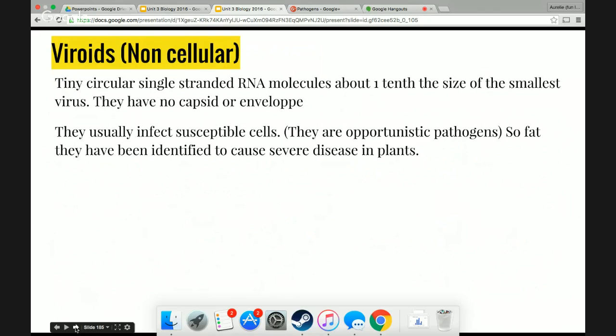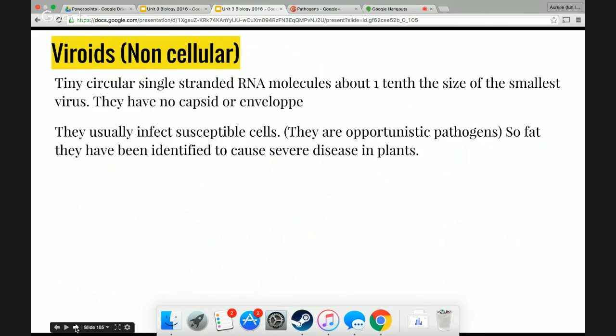Viroids. Viroids are another type of non-cellular pathogen. They are basically tiny circular single-stranded RNA molecules, about one tenth the size of the smallest virus. They do not have any capsid or envelope. They're basically just little pieces of RNA. They usually infect susceptible cells, so they are known as opportunistic pathogens.